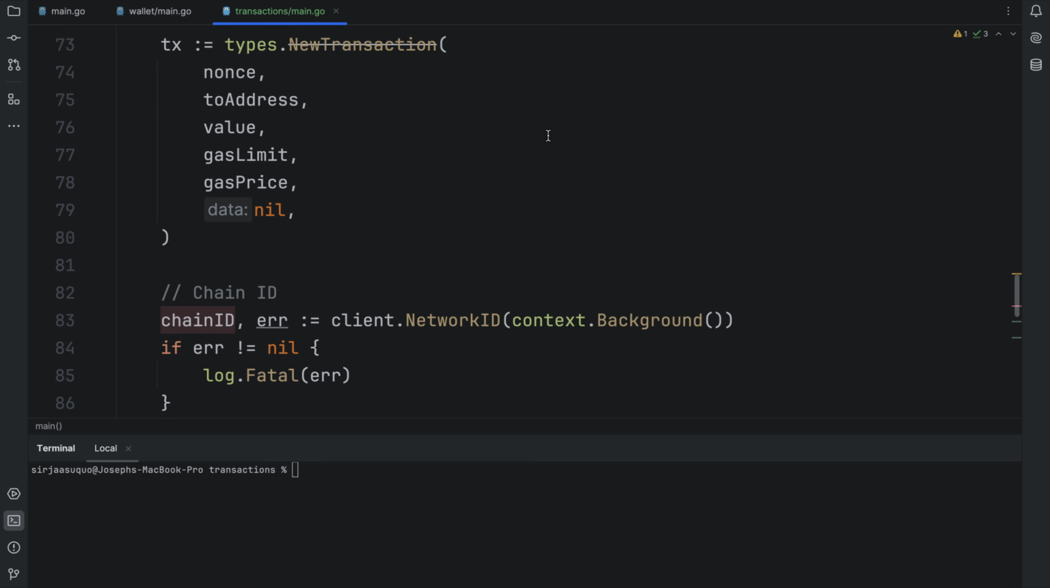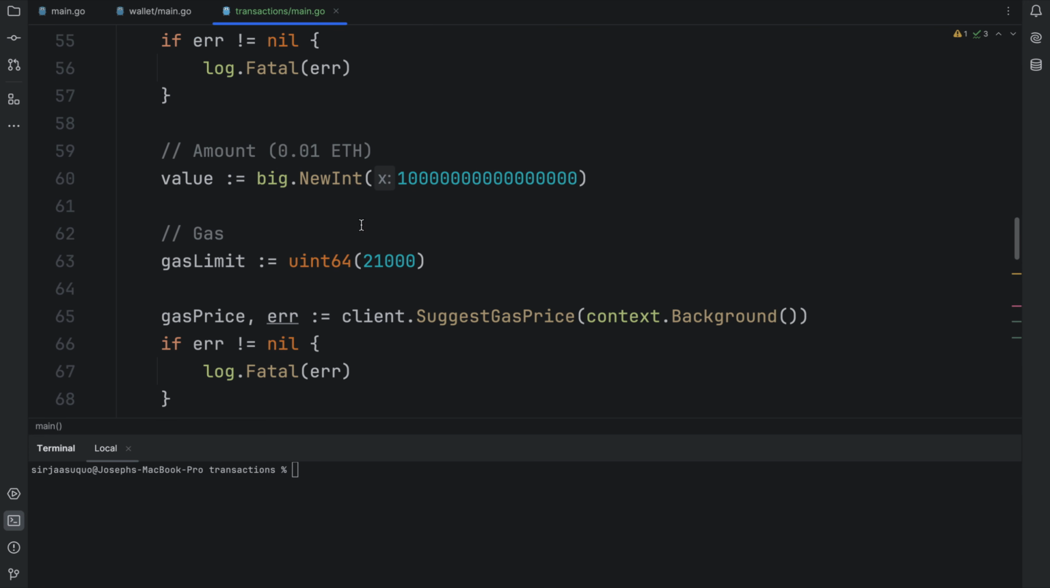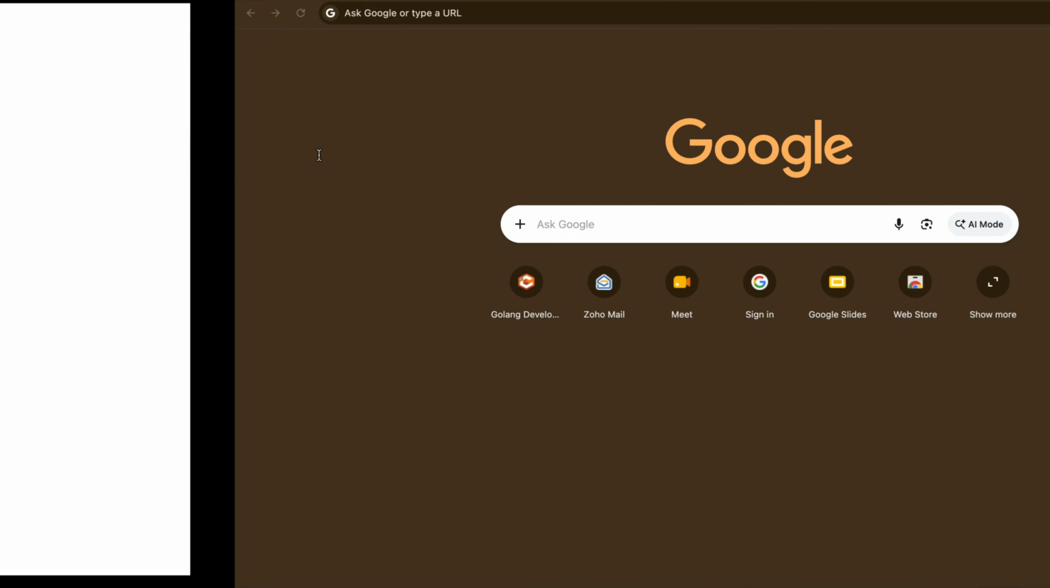So now the question is, before you send a transaction, right? For example, you need the money, you need at least this amount in the wallet. So how do we get that amount in our wallet? So let's see.